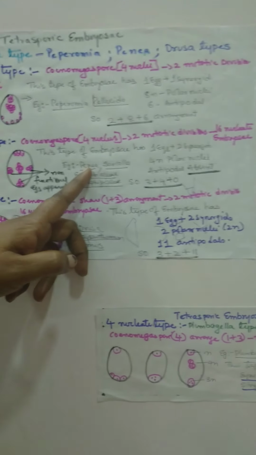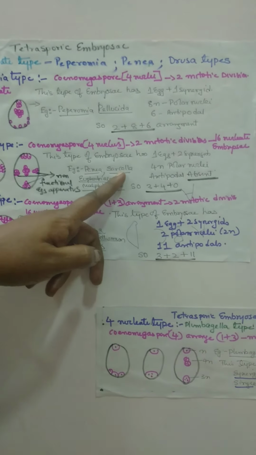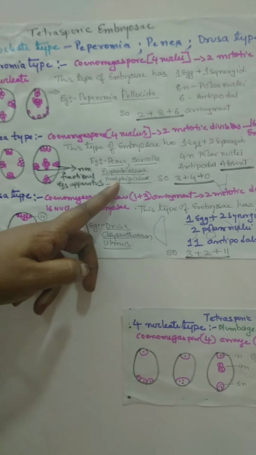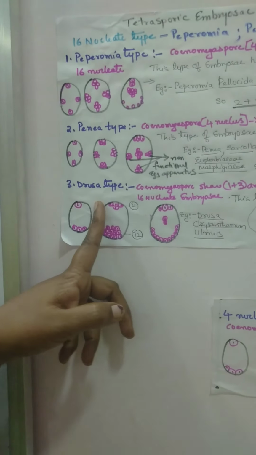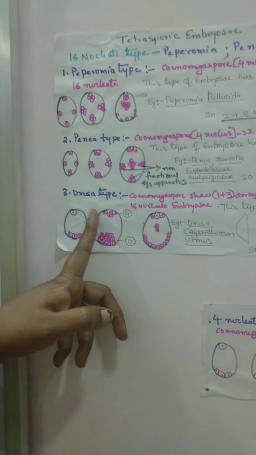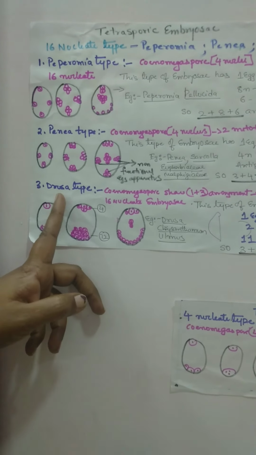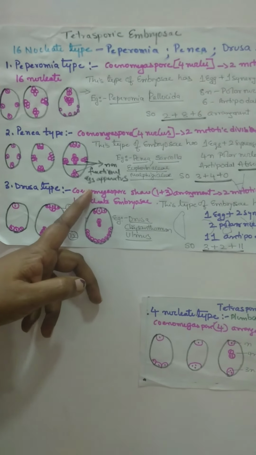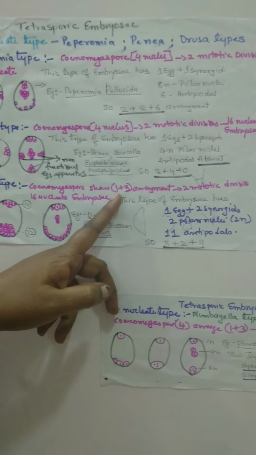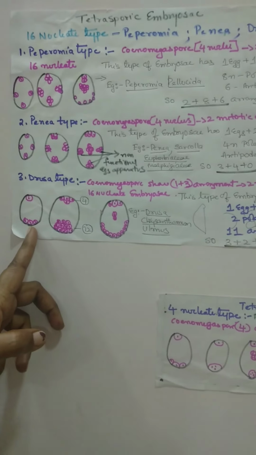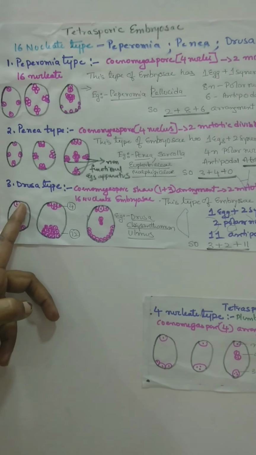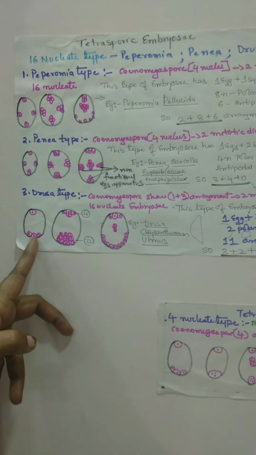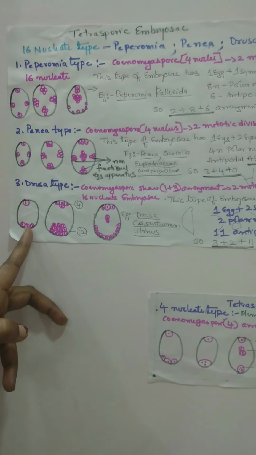You find such kind of embryo sac in Penaea, Acalypha, and in the families Euphorbiaceae and Malpighiaceae. Now let's move to the third kind of tetrasporic embryo sac under the 16 nucleate structure, that is the Drusa type. In this Drusa type the coenomegaspore is arranged in 1 plus 3 nature, that is, out of the 4 functional megaspores only 1 megaspore is found towards the micropylar end, whereas 3 megaspores come towards the chalazal end.